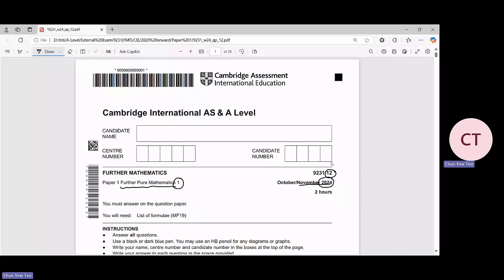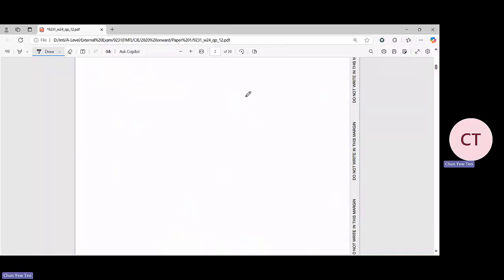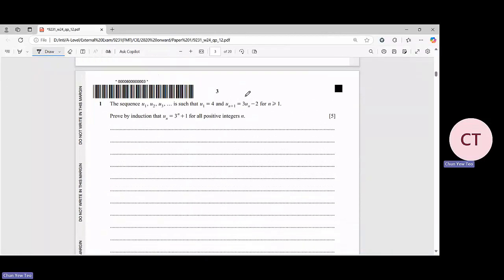2024 paper number 12. Let's take a look at the first question. The sequence u1, u2, u3 is given such that u1 is equal to 4 and u(n+1) equals 3un minus 2 for n greater or equal to 1. Prove by induction that un = 3^n + 1 is true for all positive integers n.